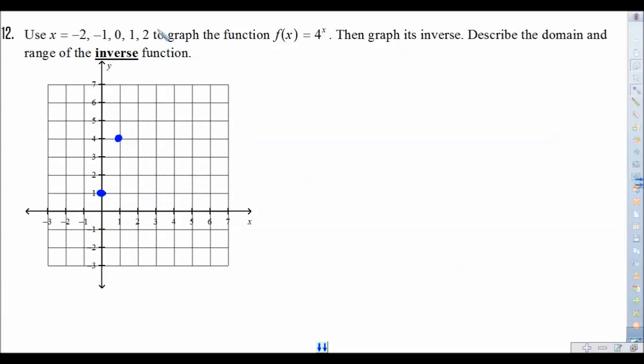2, 4 squared, wait a second, doesn't really fit there. Well, we'll deal with that. We'll just imagine it's up there, I guess. Now, what about these other ones?